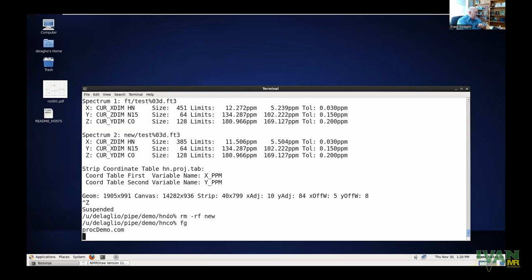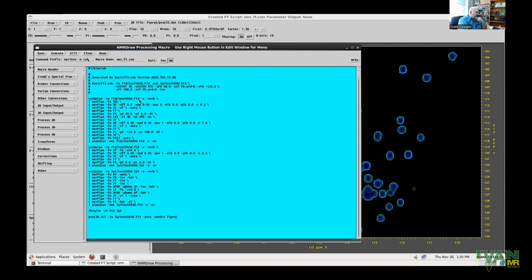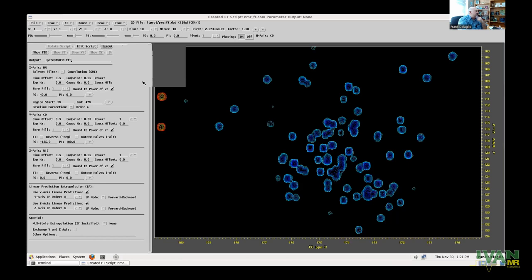Okay, so let's do some other things with this data. Now that we've Fourier transformed it, let's make a version with linear prediction applied to the indirect dimensions. And so I'll update the script. And here's the monster script that processes the first two dimensions, linear predicts and processes the third dimension. Then inverse transforms, linear predicts, and processes the third dimension. All of those steps. So let's execute those and have a look at the results.